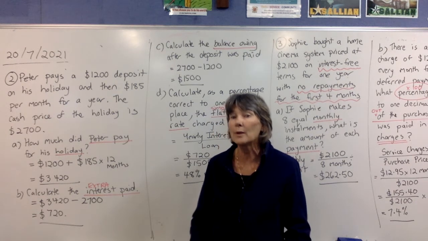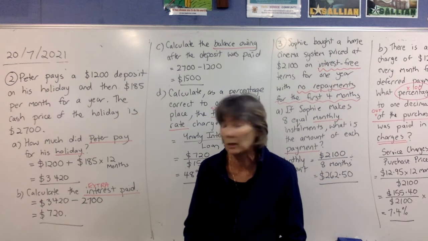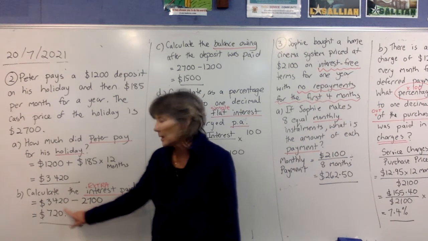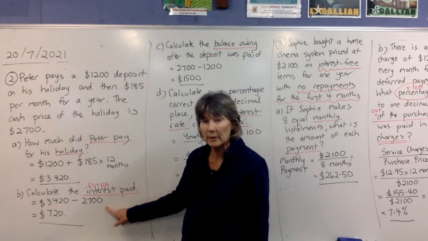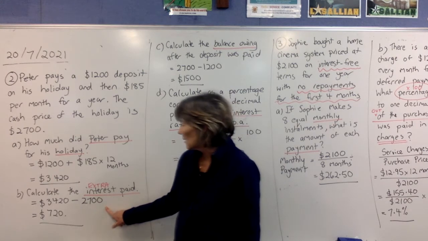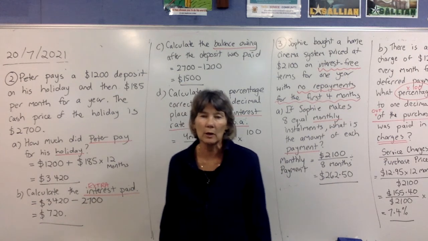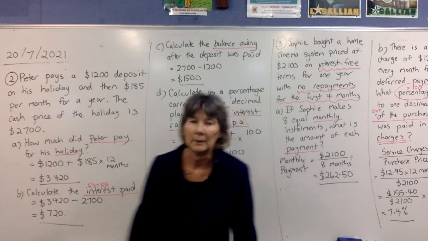The second part says calculate the interest paid. Now the interest is always the extra amount that he has paid on top of the actual price of the holiday. So he paid $3,420. He could have paid $2,700 if he had the cash straight away. So that extra money, if we subtract those, is $720. So the extra money is interest that he has been charged.